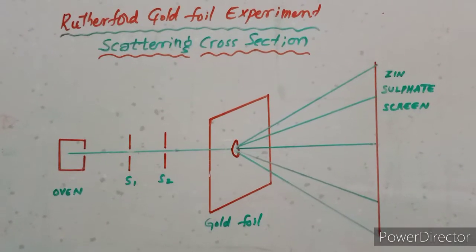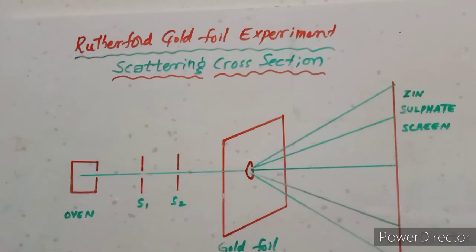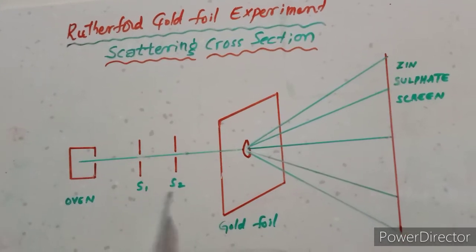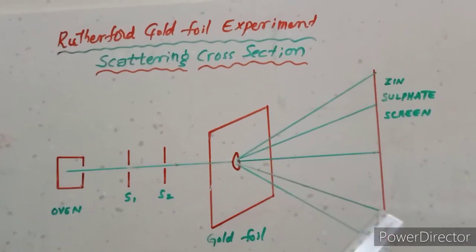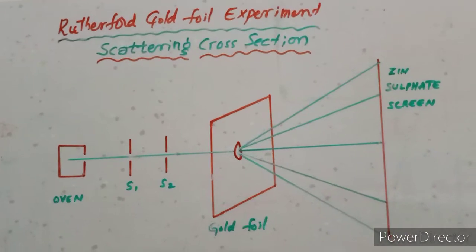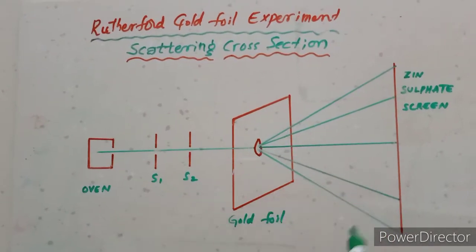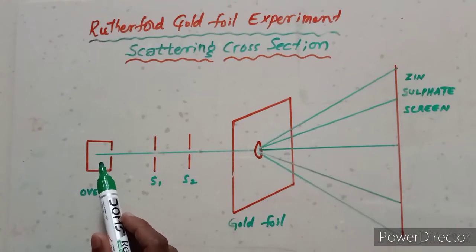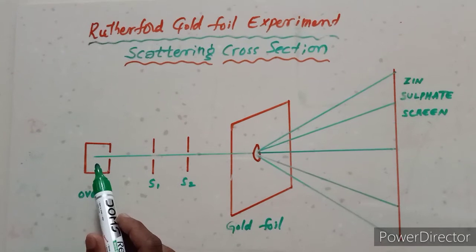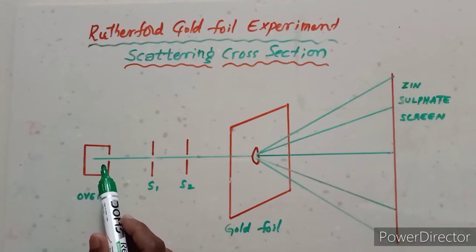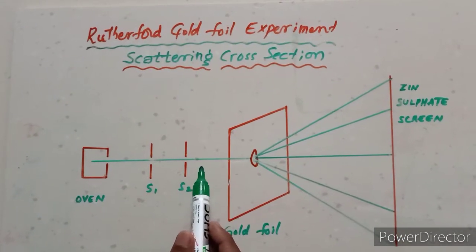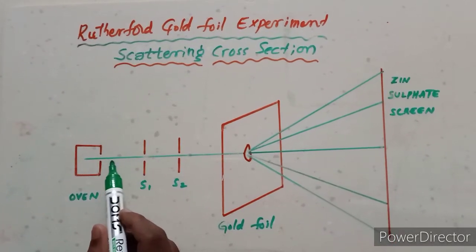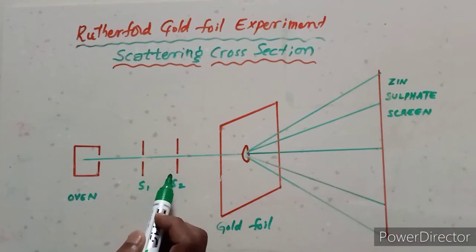The experimental arrangement consists of an electric oven and two slits. This is the gold foil, this is the zinc sulfide screen. In this experiment, the atom is placed in the electric oven, and the electric oven produces alpha particles. The alpha particle beam passes through two slits S1 and S2.